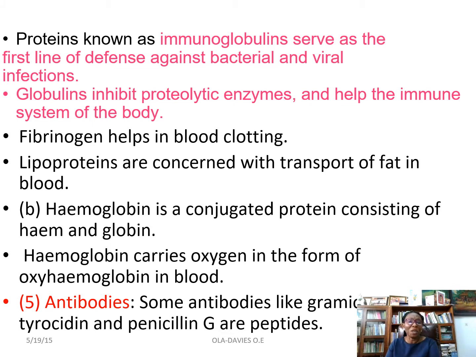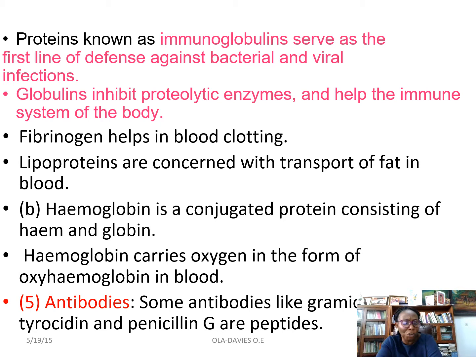Hemoglobin is a conjugated protein consisting of heme and globin. Hemoglobin carries oxygen in the form of oxyhemoglobin in the body. We all know that that is the only way oxygen is carried in the tissues.